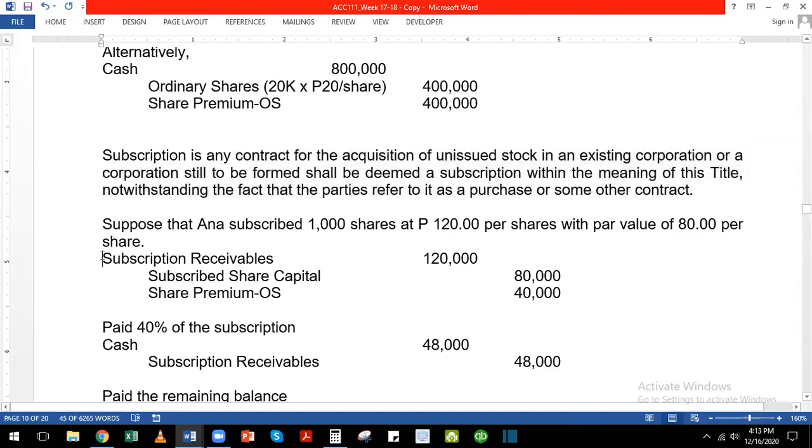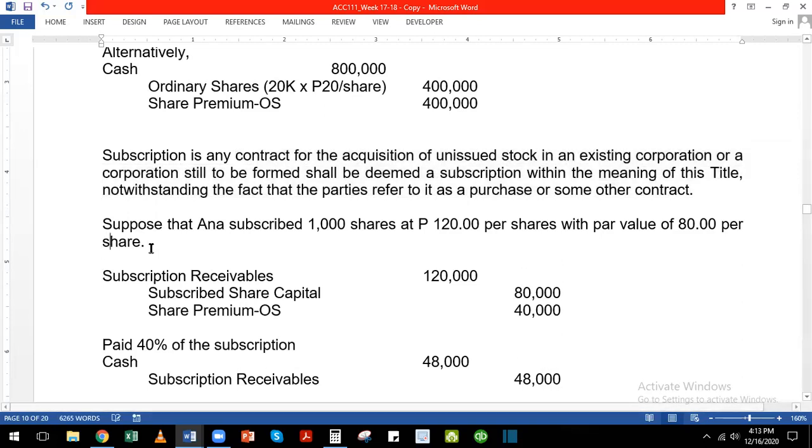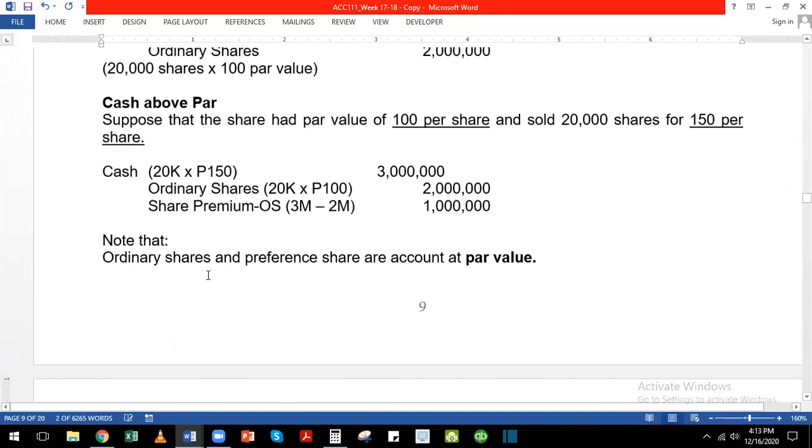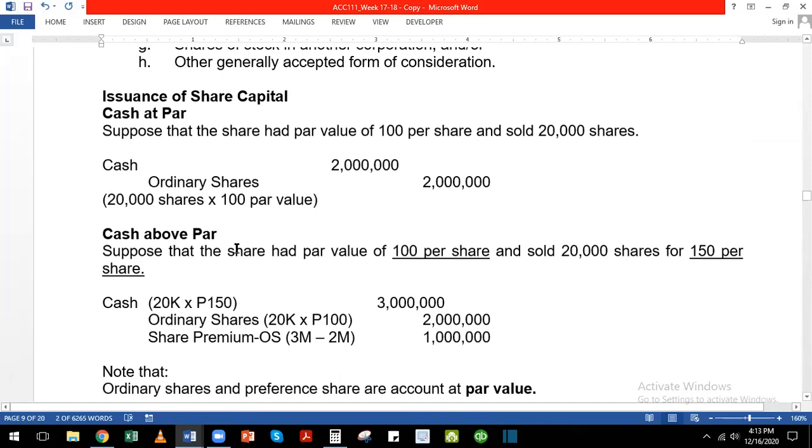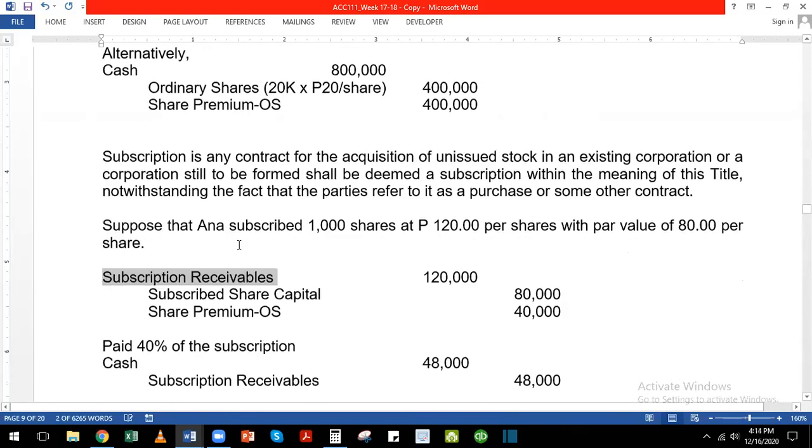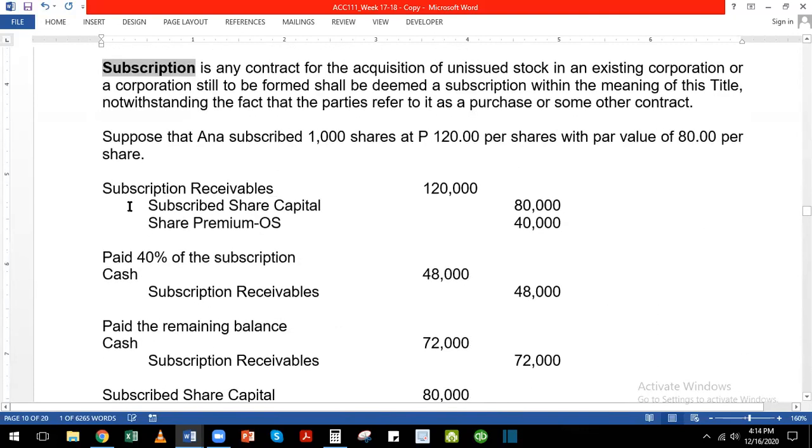Yeah. So like here, for example, suppose that Anna subscribed 1,000 shares at 120 per share and meron siyang par value na 80 per share. So the entry will be, instead of using cash, di ba? Cash yung kanina kasi si shareholder nagbayad na. But in this case, pag subscription, guys, you debit subscription receivable. Okay? So you debit 120 for the total consideration.